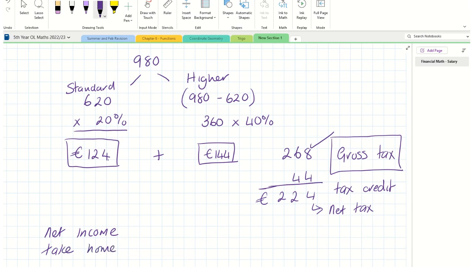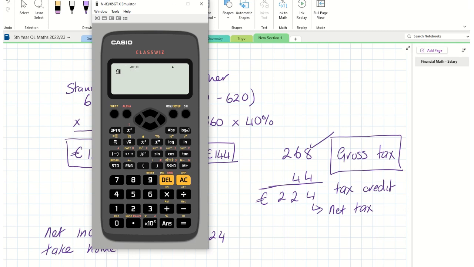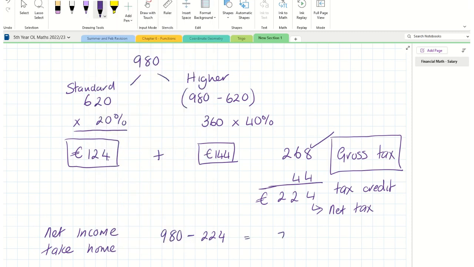So to find his net income, we take his gross income, which is 980, and the net tax, and we subtract the two. So 980 minus 224 is 756. So that is his net income, his actual take-home pay. So hopefully that is helpful.